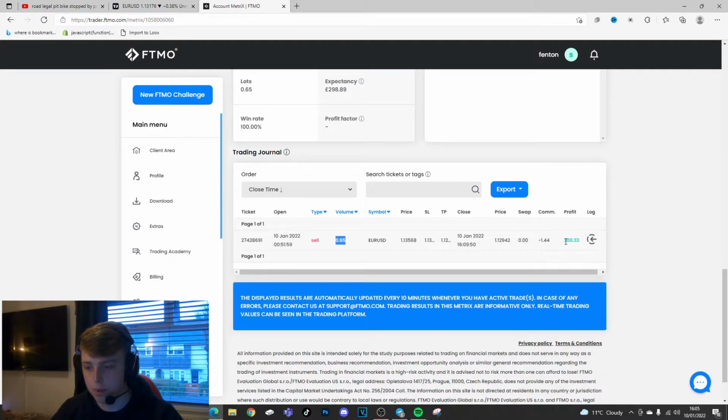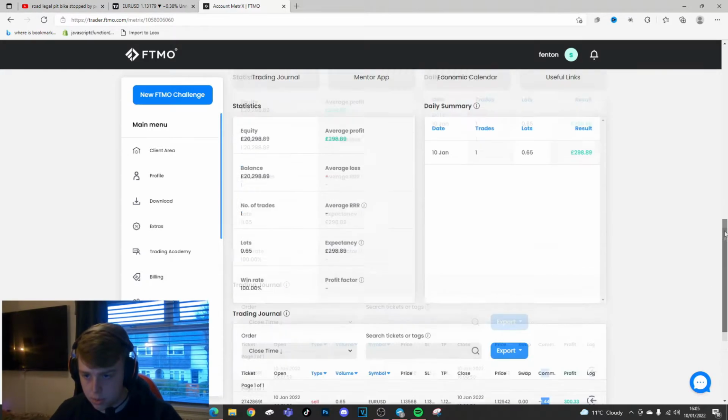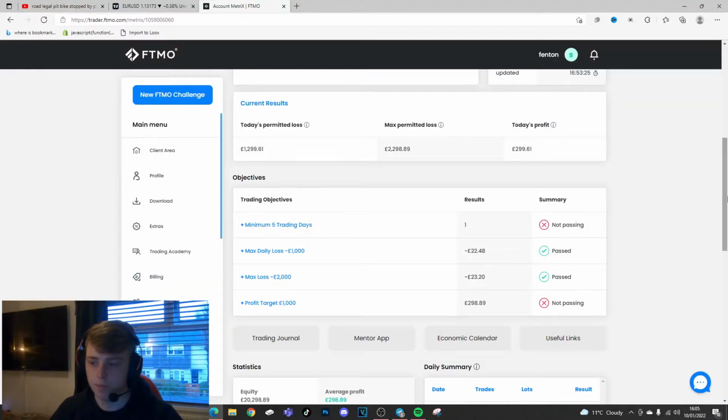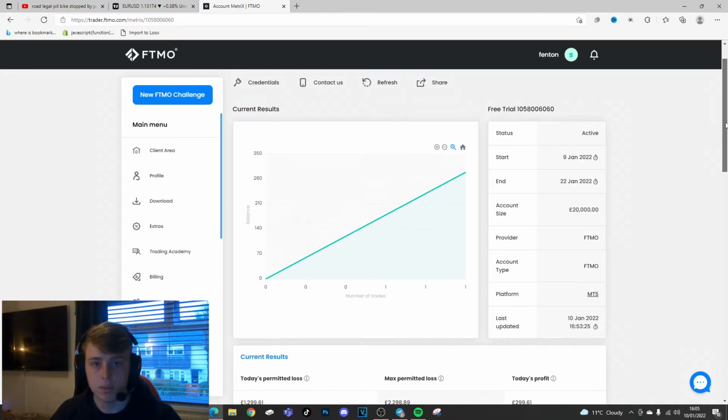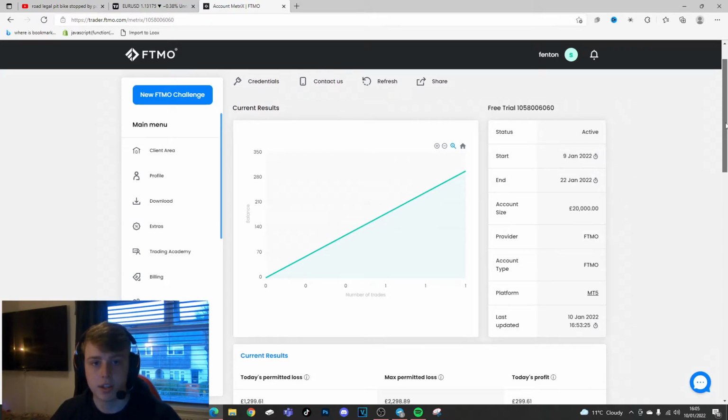But yeah, so I took a profit of £300 and 33p. And yeah, £1.44 commission, that's why it's a little bit less. But overall, it's a great start to the FTMO, and I am hopefully going to pass this one, and then the next one I do is going to be a real account.